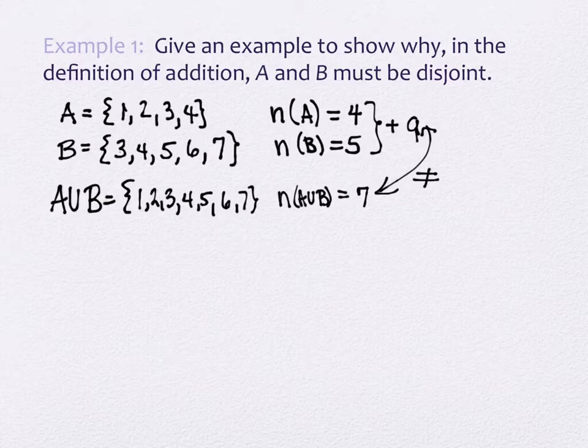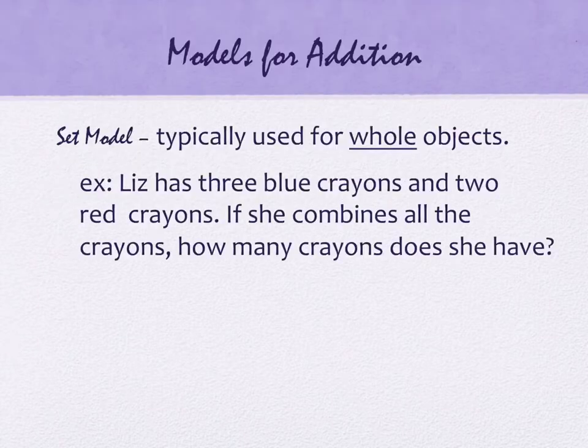All right, there are 2 models for addition that I'd like for you to learn about. The first model for addition is called the set model. I said 3, and I mean 2. Sorry, two models. The set model is typically used for whole objects. And this would be an example of something where we count an object as a whole. Liz has 3 blue crayons and 2 red crayons. If she combines all the crayons, how many crayons does she have?